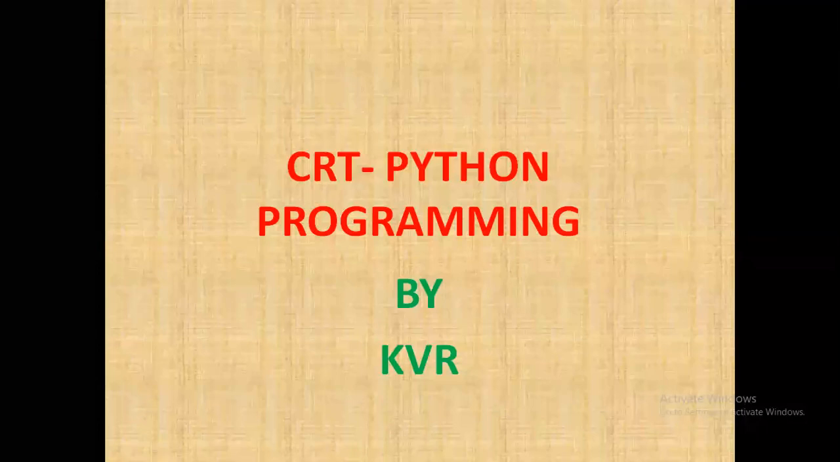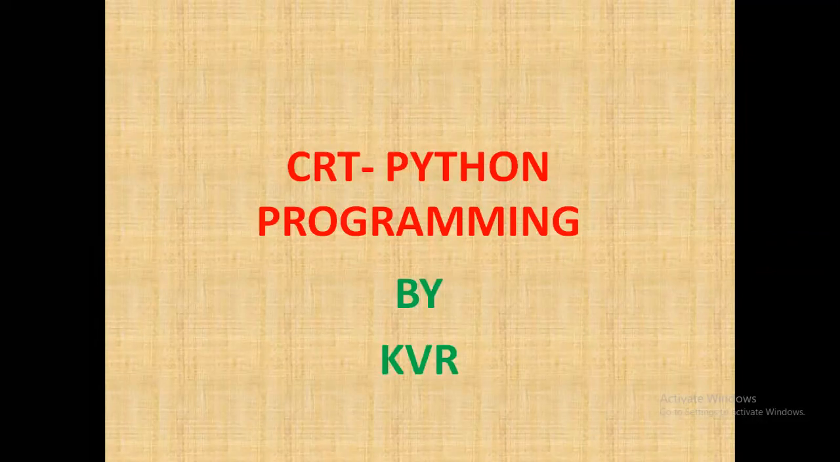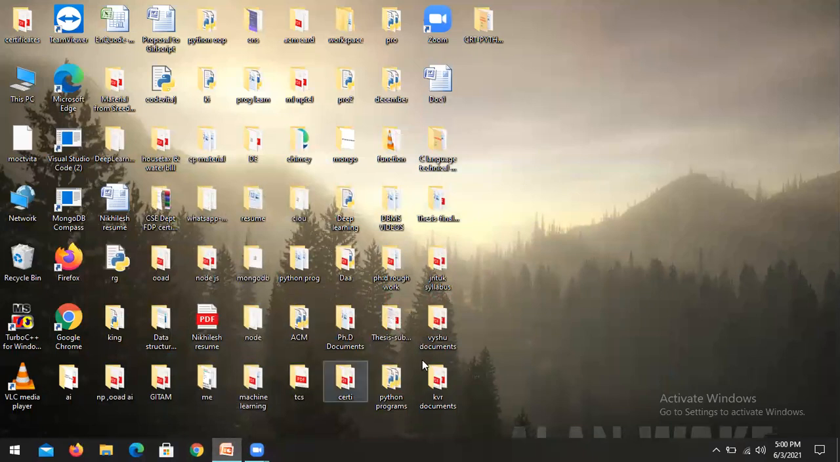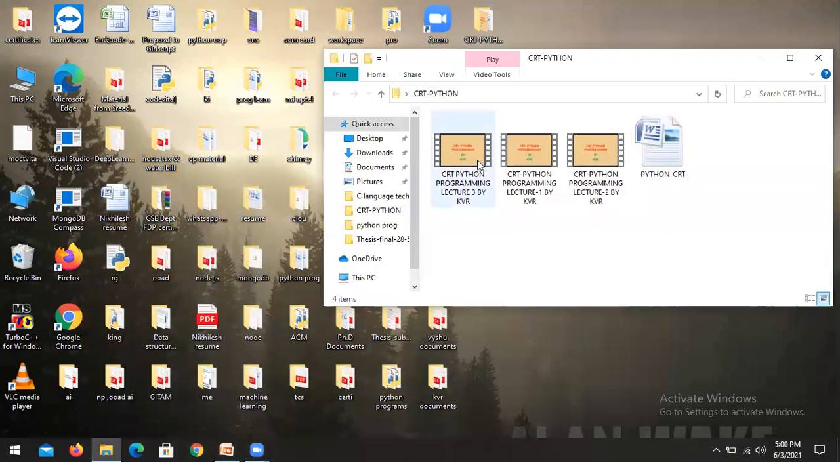Yesterday we had discussed different operators that are available in Python. Now we discuss some input-output statements in Python programming. What is the input statement? What are the output statements? What are the different input-output statements that are available in Python?